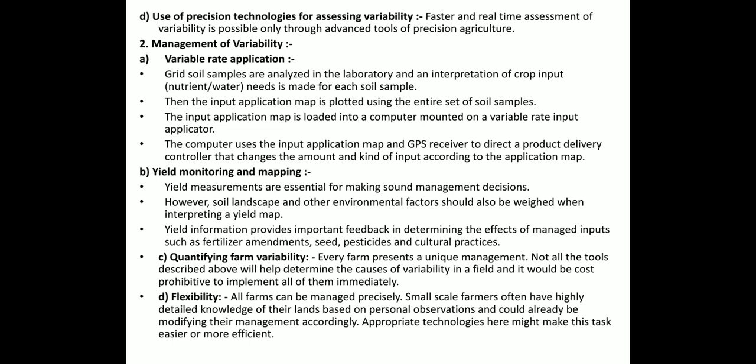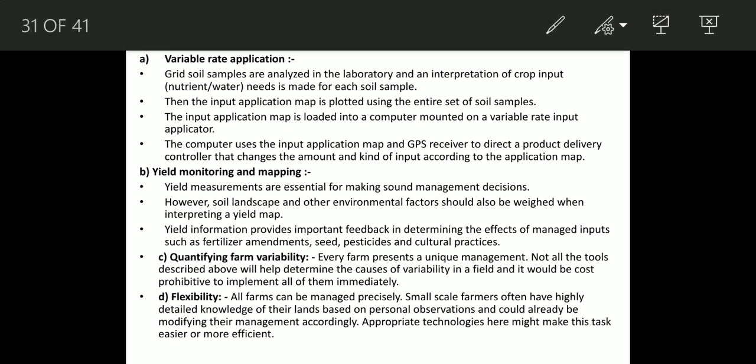Then the third one, qualifying farm variability. Every farm presents unique management. We determine the variability in the field without the cost prohibiting the implementation of this technology. Then the last one is flexibility. All farms can be managed precisely. Small farmers often have highly detailed knowledge of their lands, but large holding farmers do not easily see the variability within the field, so management is not easy for them. Hence, there will be some lack of knowledge regarding the variabilities. These are the two important steps followed in precision farming.